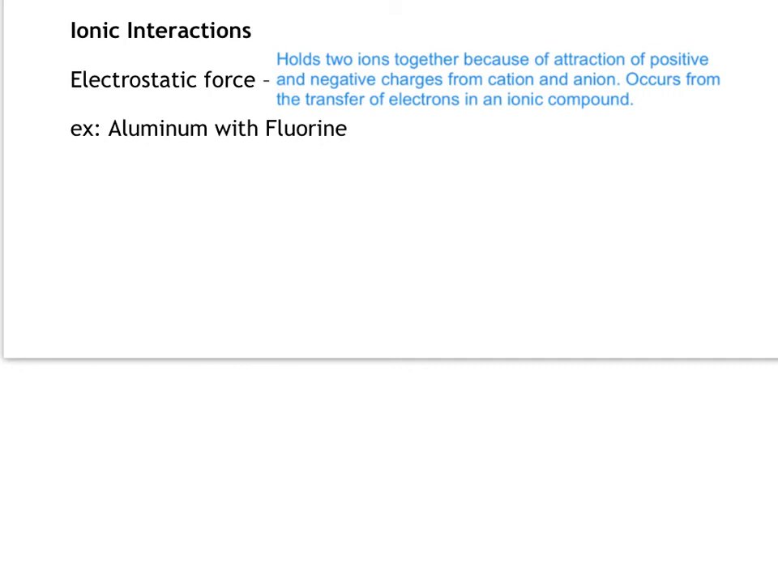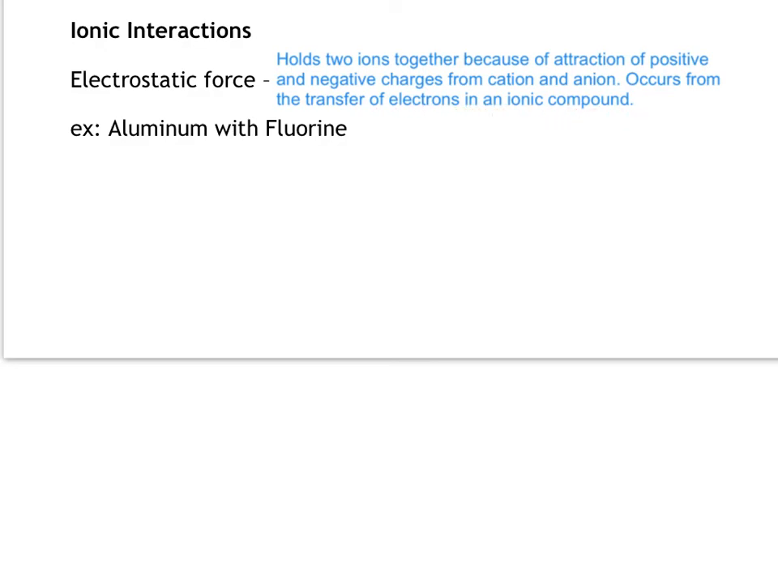Ionic interactions happen because of electrostatic forces. An electrostatic force is what holds 2 ions together because of an attraction of positive and negative charges. The positive charge coming from the cation and the negative charge coming from the anion. This occurs from the transfer of electrons in an ionic compound.